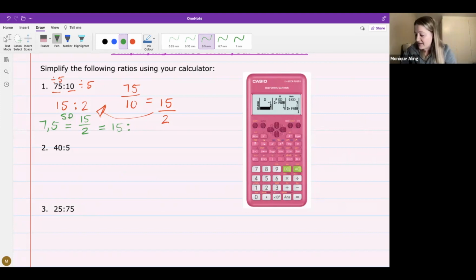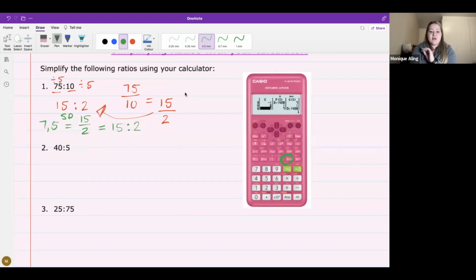On your calculator, I'm going to show you on this picture. Here's the SD button. Press that, it will give it to you in fraction form, so you can put it into the simplified ratio form. So 7,5 is not the correct answer. Press the SD button, get into fraction, and then write it in ratio form.